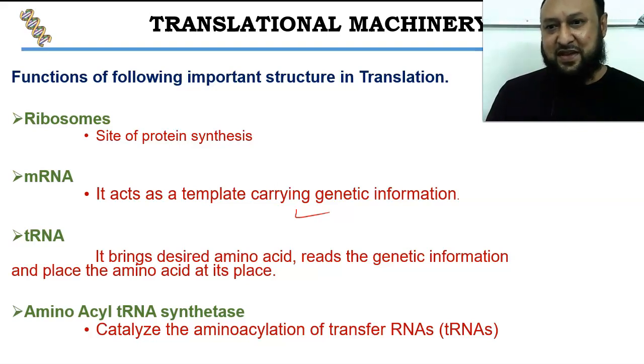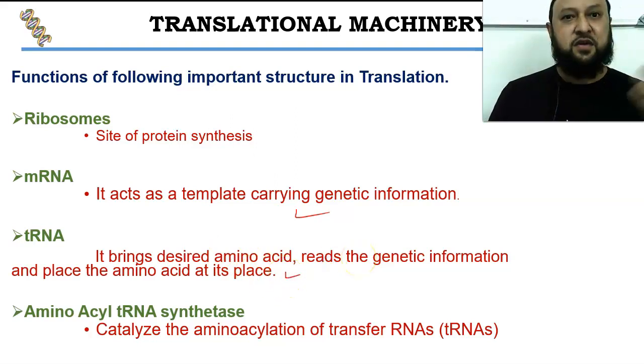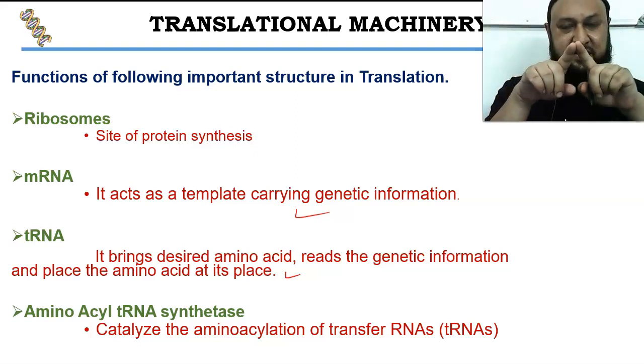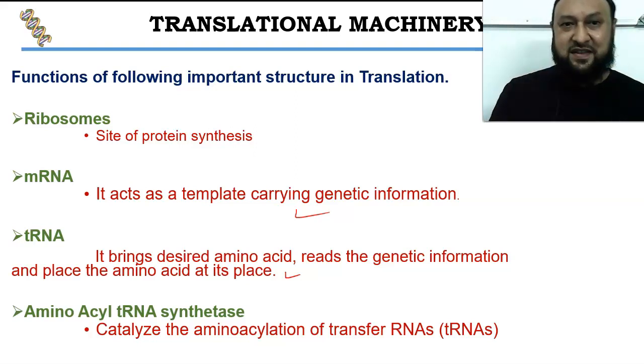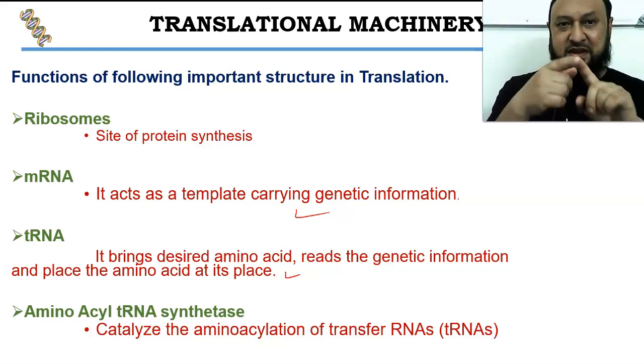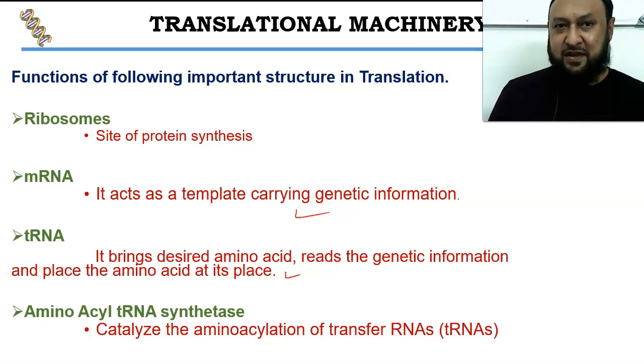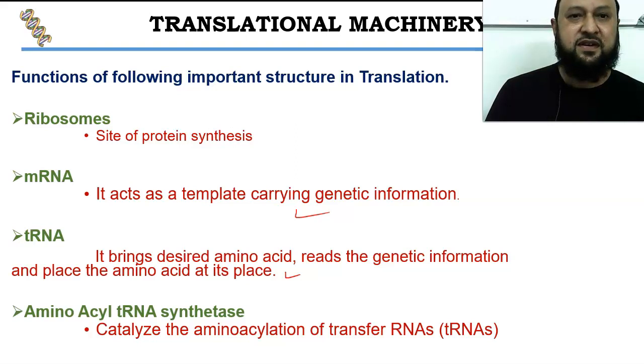Understood? Now here, tRNA, as I told you, requires charging. After binding with the amino acid, the charged tRNA brings the amino acid to the ribosome for the synthesis of the polypeptide chain. Aminoacyl tRNA synthetase is the enzyme responsible for charging of the amino acid.